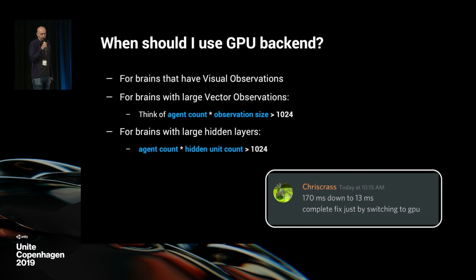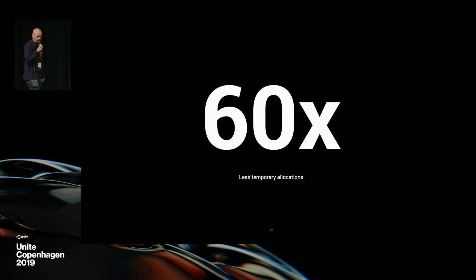Also, people are often asking when to use CPU inference and when to use GPU inference. Typically, CPU inference has less latency on the device for ML-Agents models. But when you have visual observations, or large vector observations, or a large number of agents, or large hidden layers in your brain, then switching to the GPU is the best choice. And we have reports from users that switching from CPU inference to GPU improved the performance 10 times.